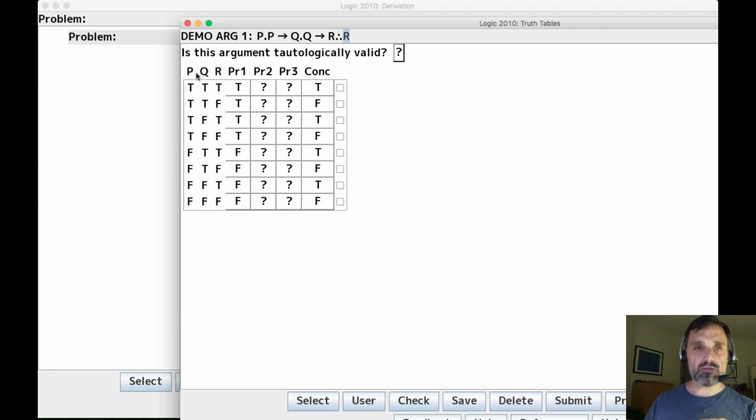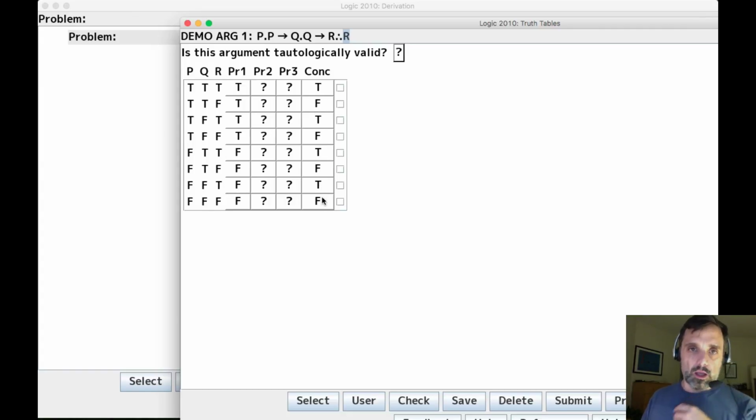And then we ask, given that P, Q, and R have the truth values on this row, what are the truth values of the premises and the conclusion? What's the truth value of the first premise? What's the truth value of the second premise? What's the truth value of the third premise? Now, in this case, the first premise is just P, and so it gets its truth value copied from P. So it's just true all the way down and then false. The conclusion is R, and so its truth value is copied from this column. So just true, false, true, false, true, false, false.